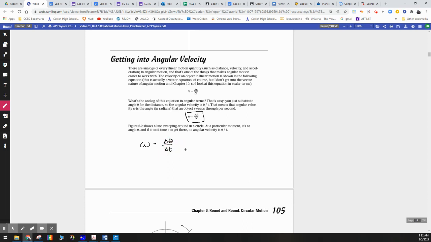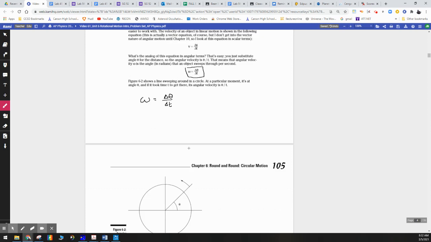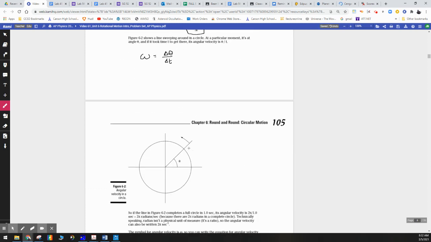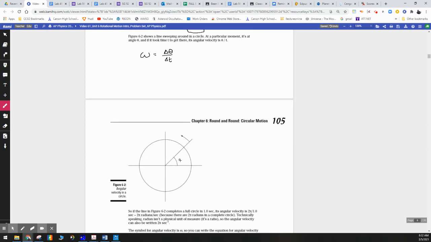So just, and then the next picture down here kind of shows more about it. So down here, here's theta changing, and there's some associated time with it. The rate at which theta is changing while going in a circle, they use the symbol omega, which is like a W, and it's simply delta theta over delta t.